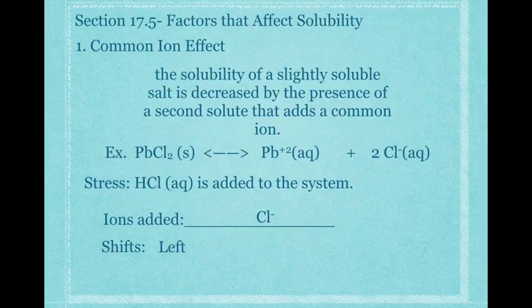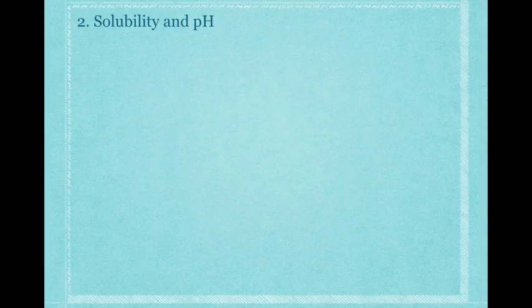If you think about the solubility of PbCl2, if you've shifted to the left, that means lead chloride is going to be less soluble, so the solubility is going to decrease. If it had shifted to the right, then the solubility would have increased. So that's one factor that affects solubility. The second factor is pH.